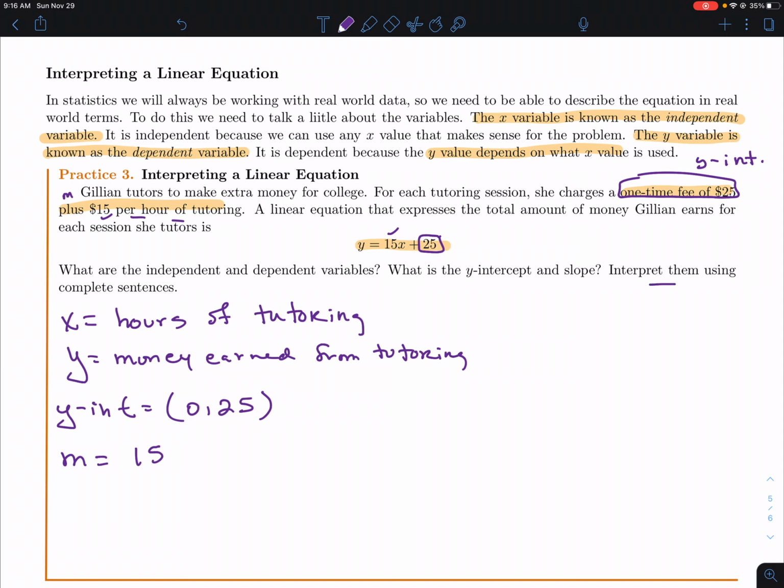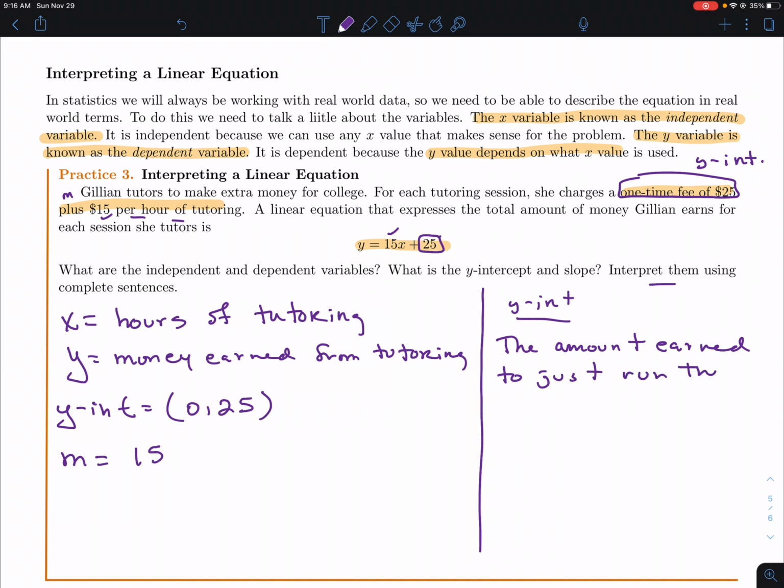And so interpret them using complete sentences. What I mean in this case is, what does each of those mean? So basically the $25, let me interpret the y-intercept in a sentence. It's the amount of money earned to just run the tutoring session, basically. So in this case, she charges a flat $25.